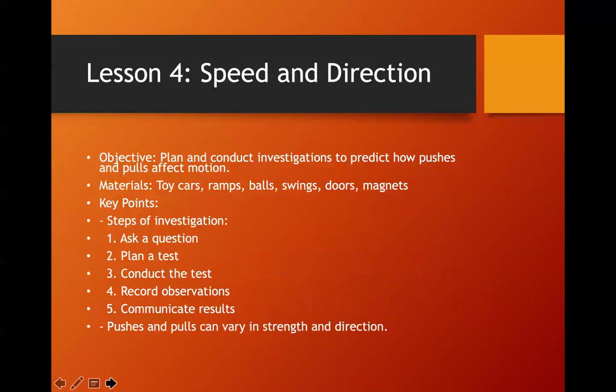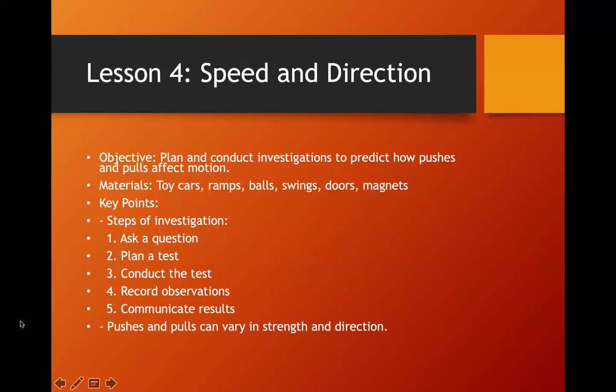Lesson 4, Speed and Direction. The objective is to plan and conduct investigations to predict how pushes and pulls affect motion. The materials are toy cars, ramps, balls, swings, doors, or magnets. Key points are to follow the steps of investigation: ask a question, plan a test, conduct a test, record observations, and communicate results, what they've been practicing since Chapter 1. Pushes and pulls can vary in strength and direction.